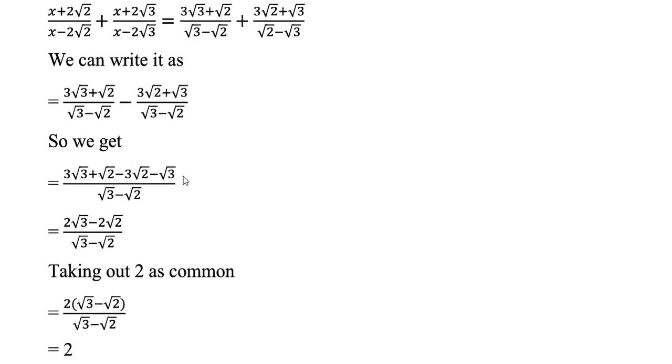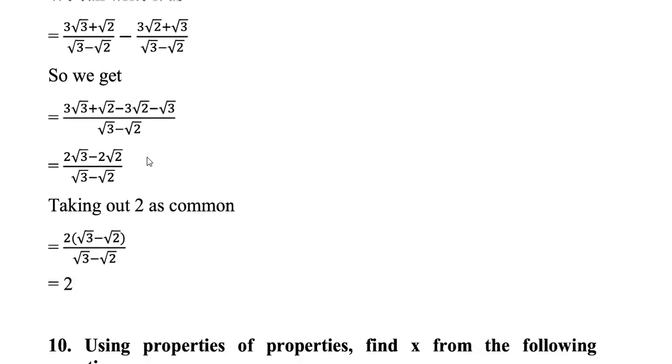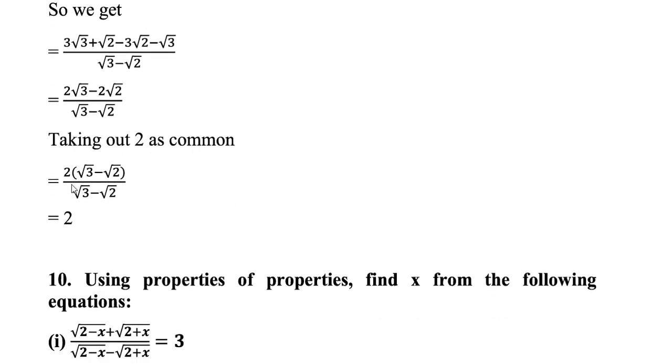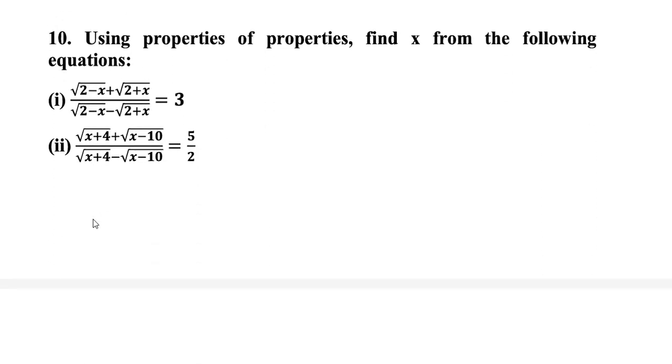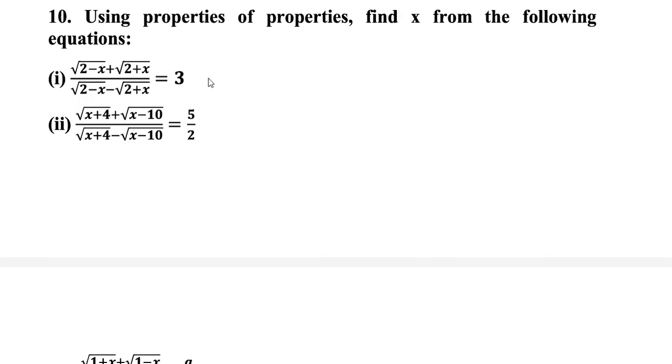After that, a little bit of calculation, a little bit of simplification, just a few steps. You will get 2 into (root 3 minus root 2) divided by (root 3 minus root 2). So root 3 minus root 2 will be struck out, so only 2 will remain. Okay, then come to the next problem.